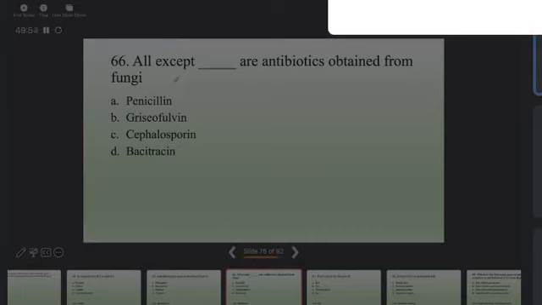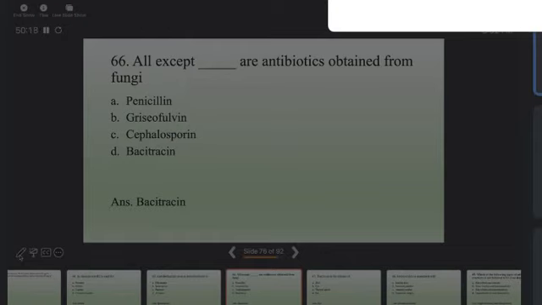Okay, so which is the one? Selva Ganesh has answered yes. Bacitracin. Anybody else? Penicillin. Okay, so the answer is bacitracin.